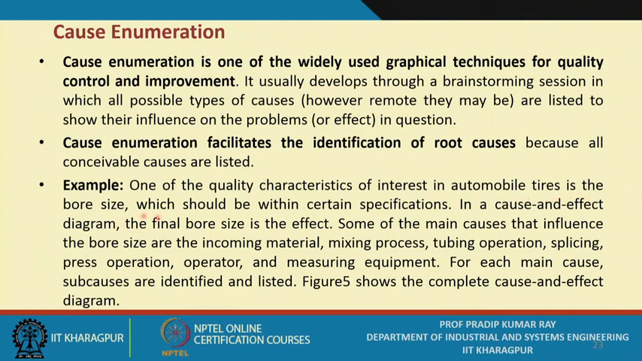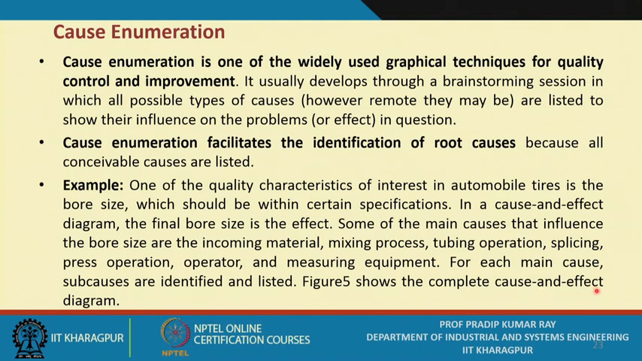So, this is an example. One of the quality characteristics of interest in automobile tires is the bore size, which should be within certain specifications. In a cause and effect diagram, the final bore size is the effect. Some of the main causes that influence the bore size are the incoming material, mixing process, tubing operation, splicing, press operation, operator and measuring equipment. So, these are the possible causes identified.